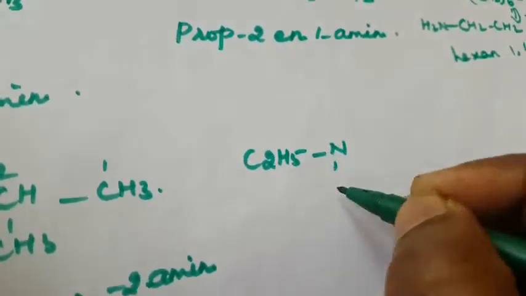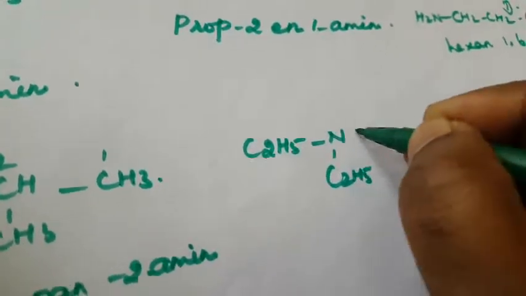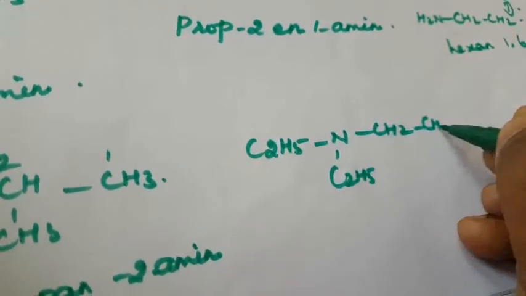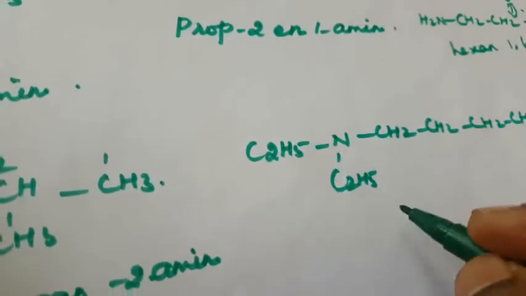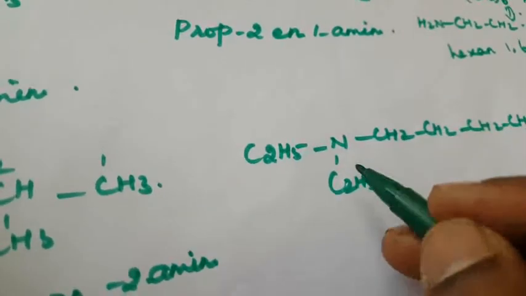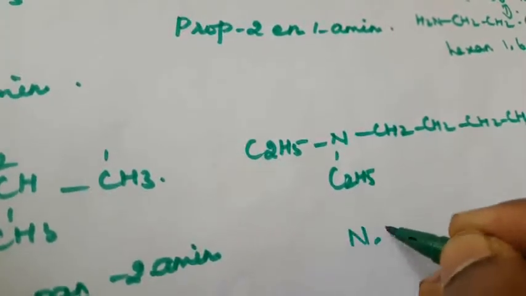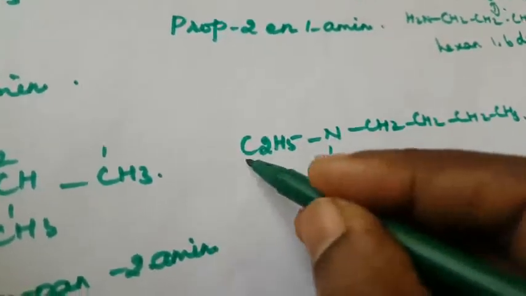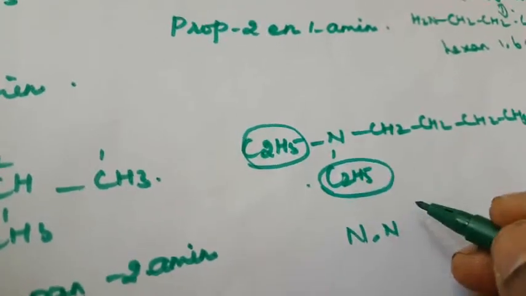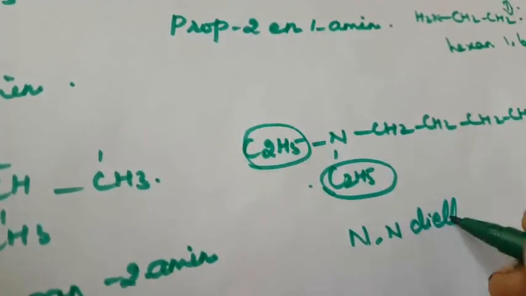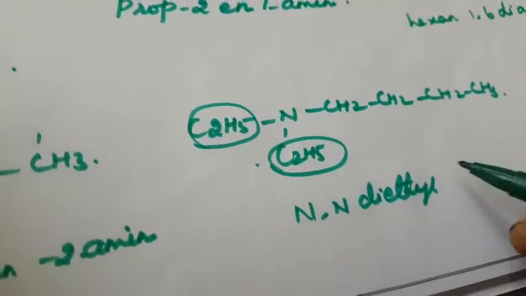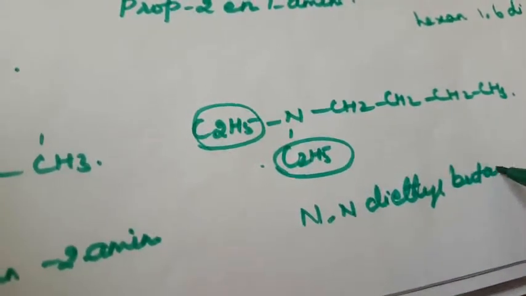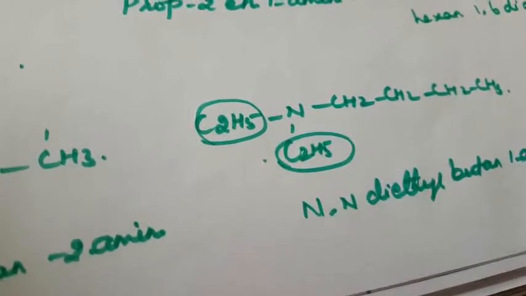Okay. Again another compound is C2H5 N, C2H5, CH2, CH2, CH2, CH3. Okay. So how to write the name? N, N-diethyl. Here one ethyl group, here one ethyl group. So diethyl butane. 4 carbon is butane, 1-amine.